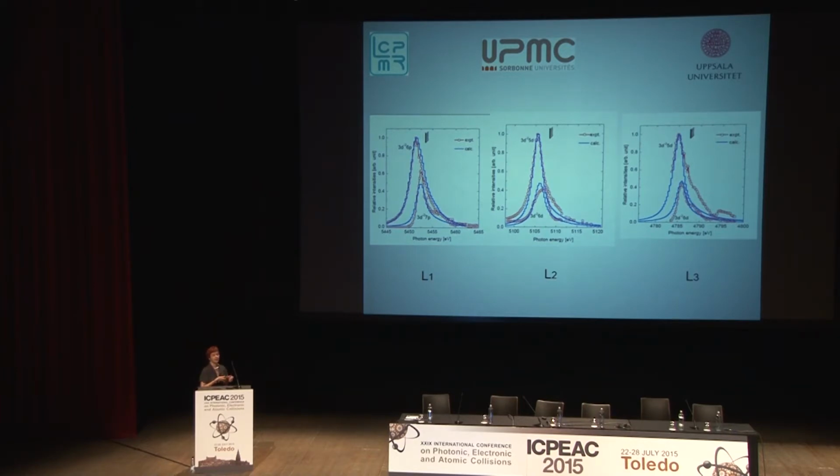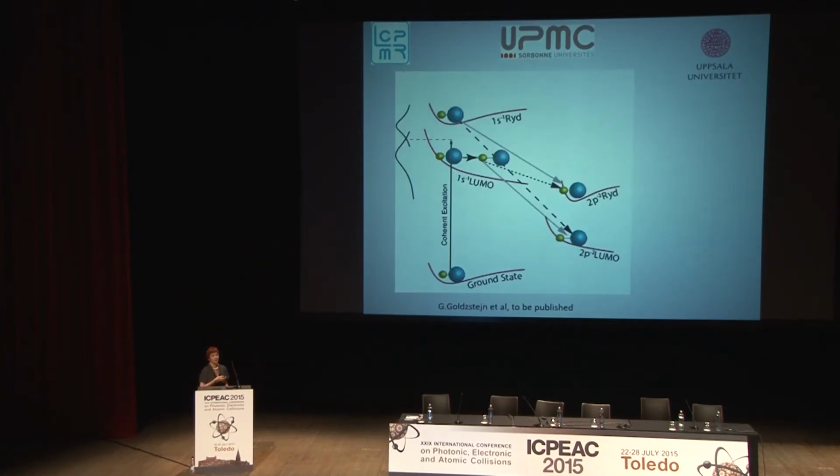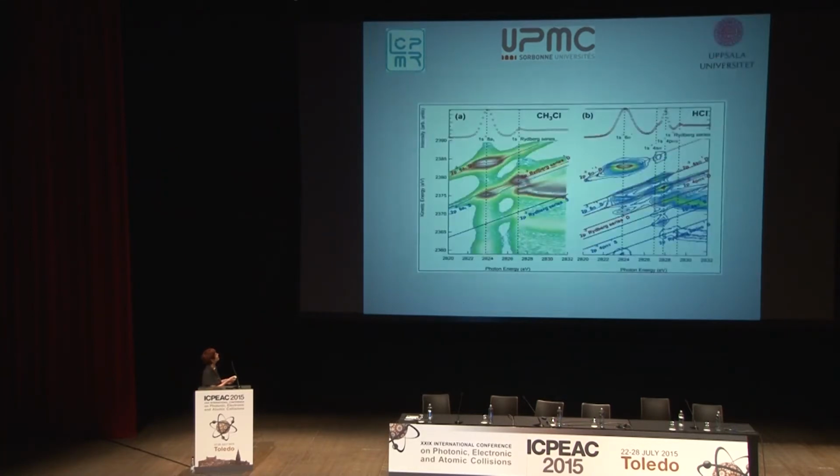Now, is this a phenomenon typical of atoms? Of course not. We have detected it also in molecules. Also in molecules, we can have different intermediate states which can decay and show interference patterns. In molecules, we can also see nuclear dynamics, but I don't have time to discuss that.